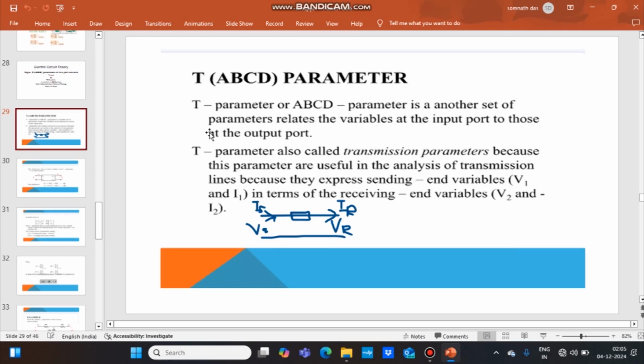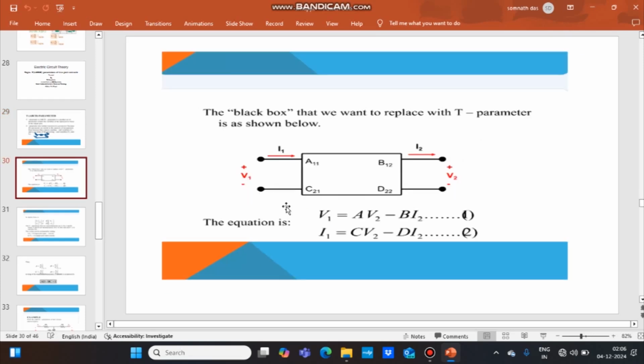line. See, in the transmission line, it has sending end and receiving end. At the sending end, there is sending voltage and sending current. At the receiving end, we'll get receiving end voltage and receiving end current. Considering this fact, we can represent the transmission line as an equivalent model by using the ABCD parameters. The figure shows a two-port network which is represented by ABCD parameters.